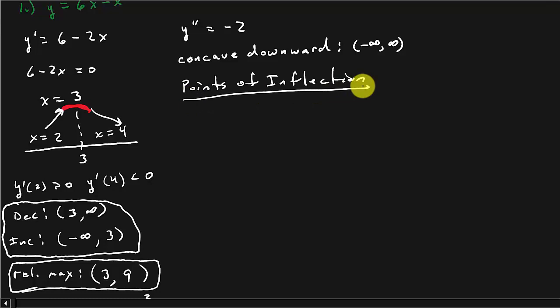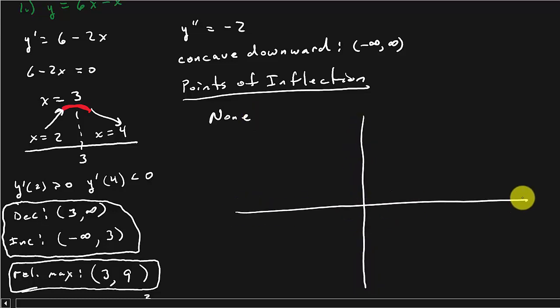Well, what would be the points of inflection? If it's always concave downward, it never changes concavity, so there are no points of inflection. Now let's graph this thing using the information we have.